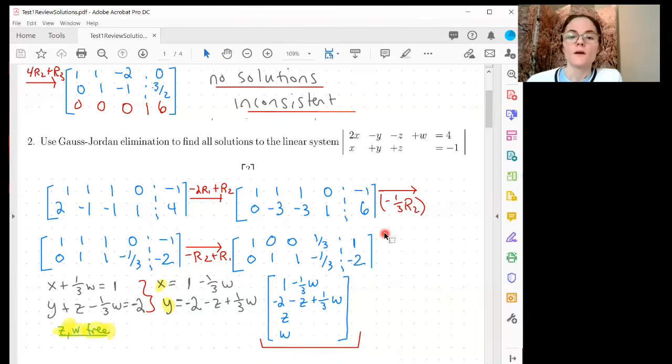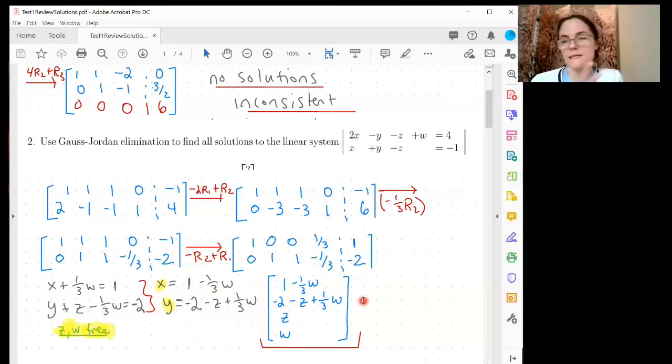Now, we have 2 free variables. You see them here. I wrote them in light green and highlighted them, z and w. This is x, y, z, w, so z, w are free. And then I just write down, this first line says x plus 1/3 w is 1. The second line says y plus z minus 1/3 w is -2. And then I solve for x and y, and these are written in terms of z and w. And then in vector form, this is my final answer.